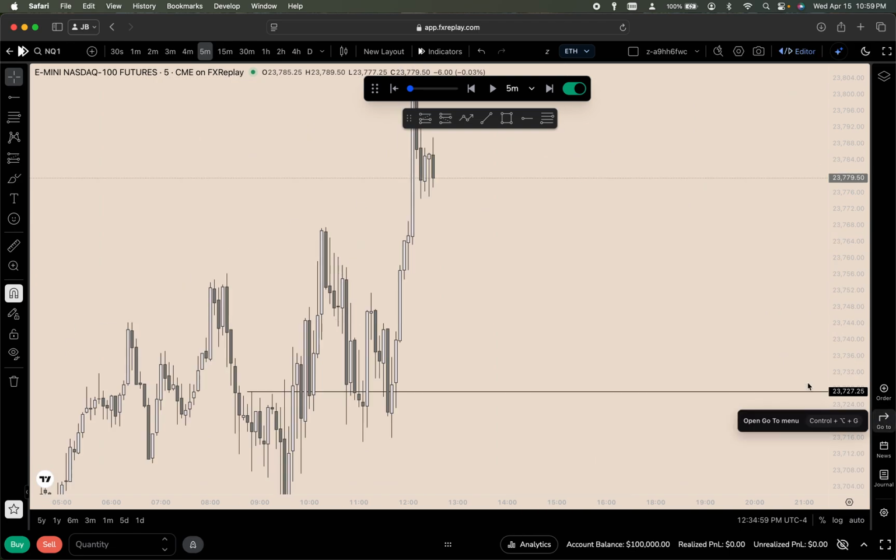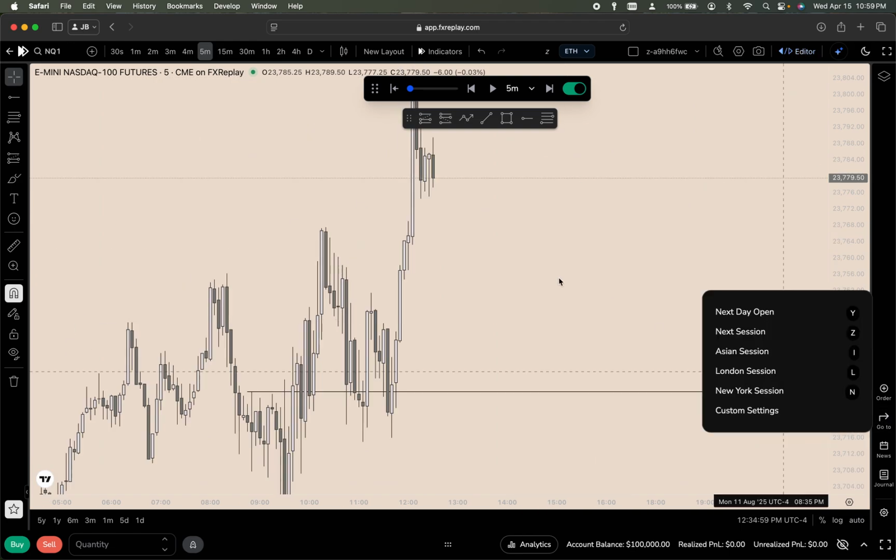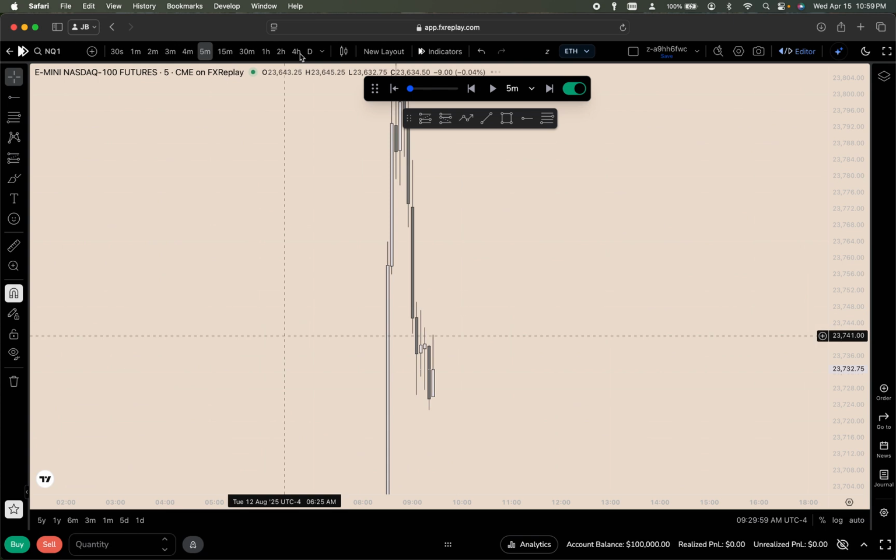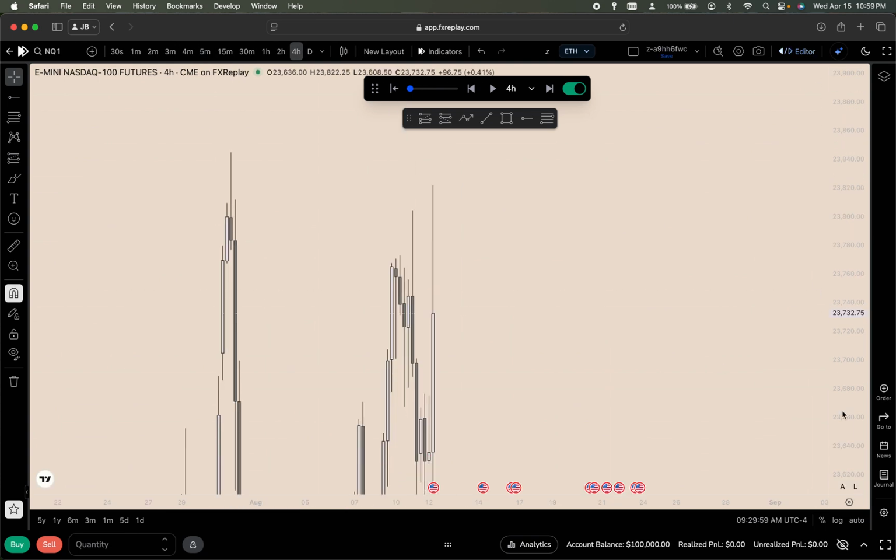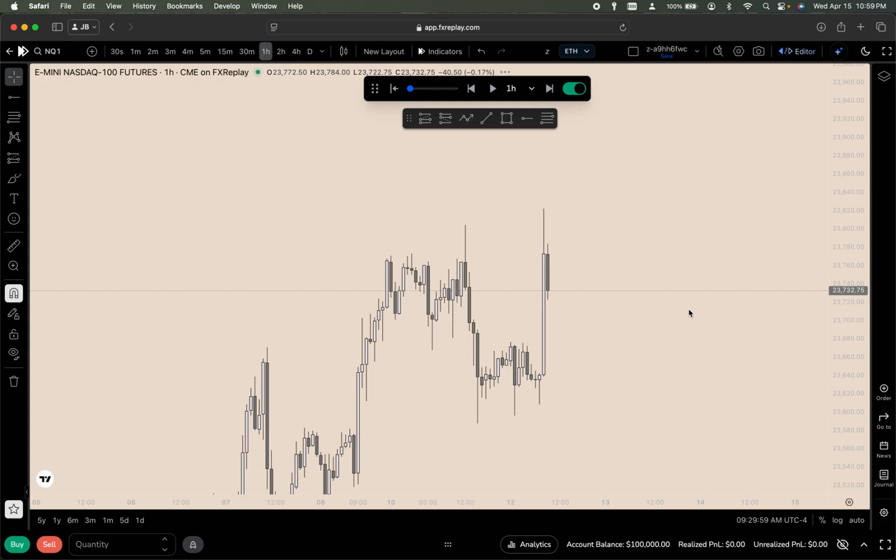Okay, so it's already 12 o'clock. I'm not going to look to trade. So let's go to the next day. Just didn't see anything high probability, and we didn't have any gaps, so just a sign of bad price action.